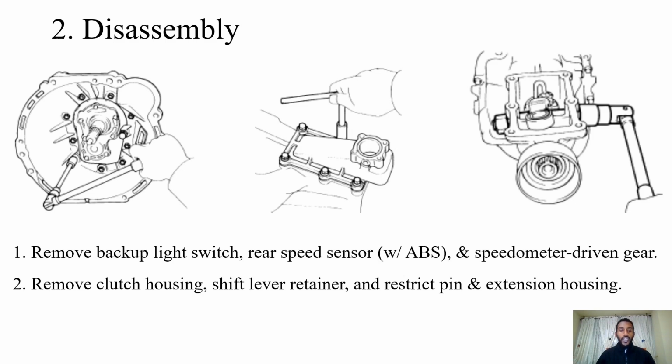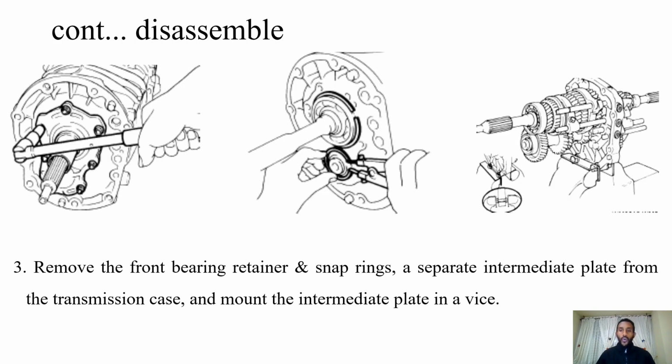Next, remove the clutch housing and the shift lever retainer, as you observe here. We must remove the clutch housing part, this one, and the shift lever retainer, and the restriction pin. This restriction pin is part of what we call the shift lever system, which makes the selector lever always return to neutral.